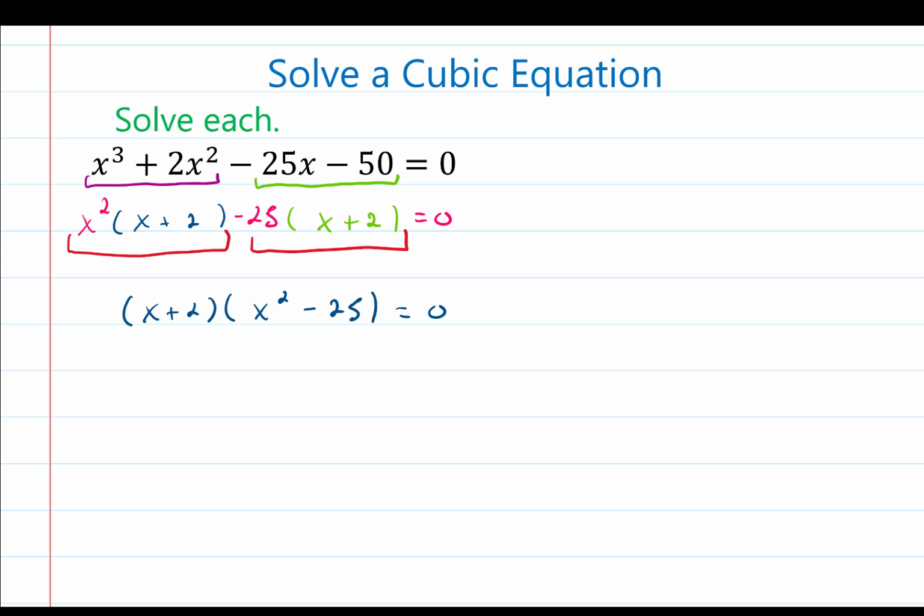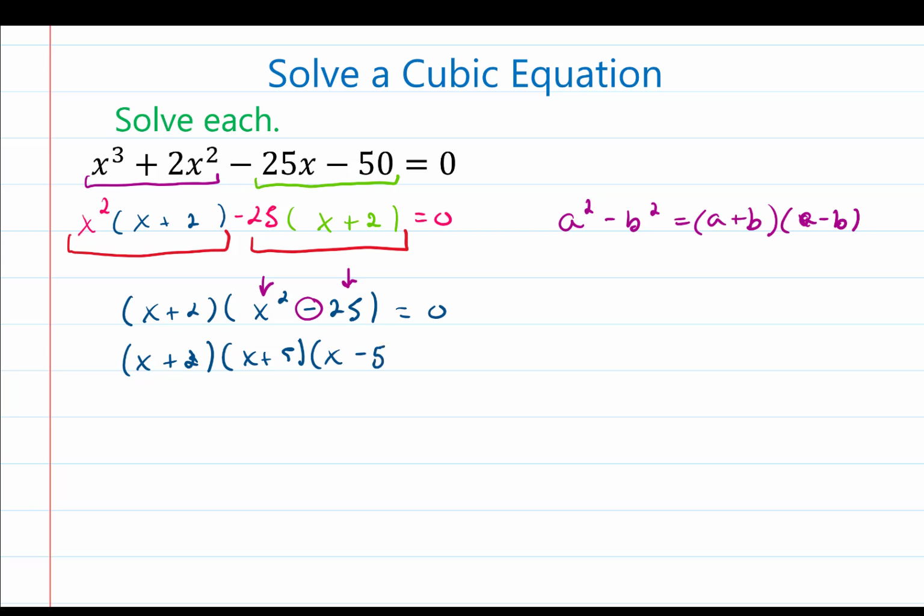However, notice that x squared minus 25 does match the difference of squares model. The difference of squares model says that if you have a squared minus b squared, this is equal to a plus b times a minus b. Because the first term is a perfect square, the second term is also a perfect square, and the fact that we are subtracting those terms, that's what tells us we are in that model of the difference of squares. So I will factor x squared minus 25, which is x plus 5 times x minus 5.